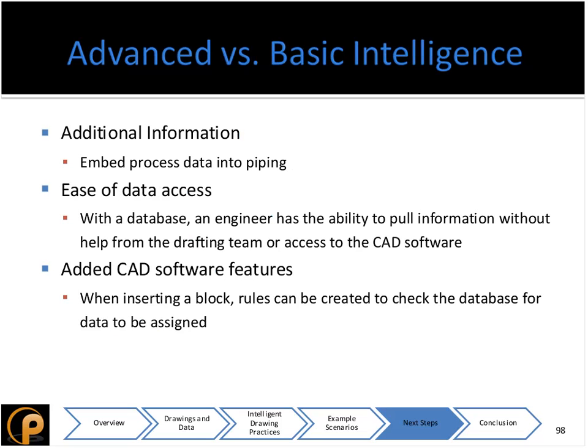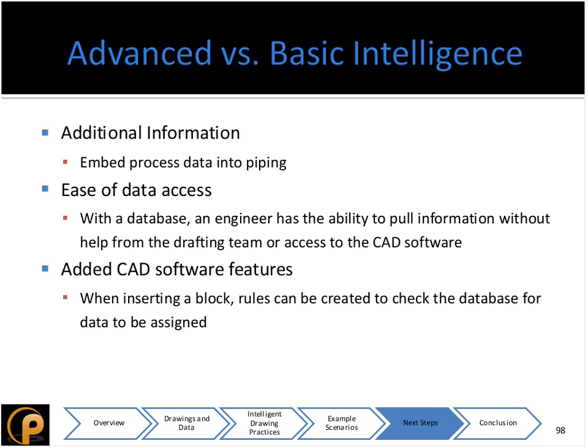So real quick, I just want to throw up some quick advantages of the advanced versus the basic. You may be wondering, well, I'm at plant C, do I need to get to plant A, do I want to get to plant B? So with the advanced intelligence, generally there's just more information on your drawings. For example, the ability to embed process data into the piping may be a feature for the advanced intelligence, but maybe not on the basic level.